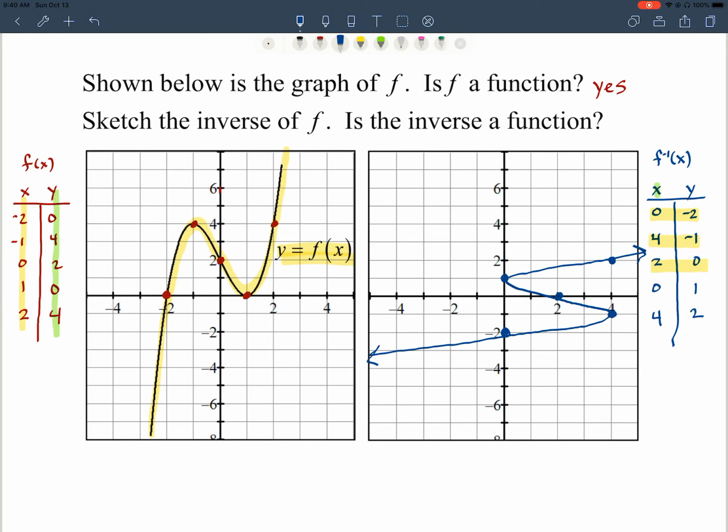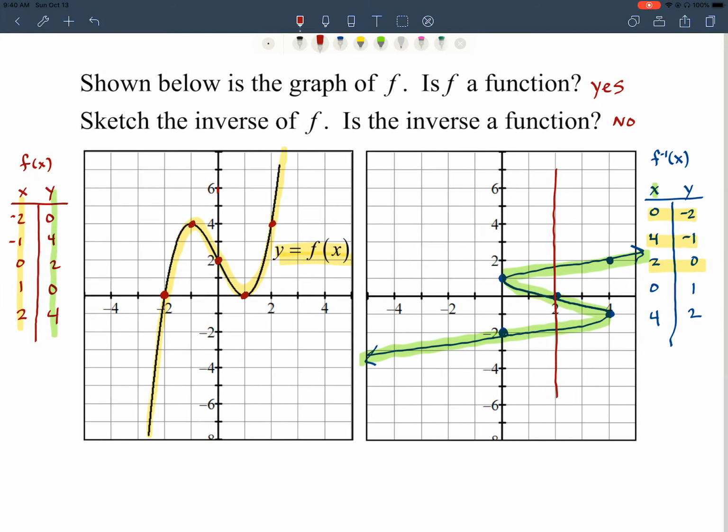So there is our inverse graph, and if we look at it, as it's zigging and zagging back and forth, we can tell that this is not going to be a function, because if I draw in a vertical line, say somewhere right in the middle here, I'm going to intersect the graph at 3 places. So the inverse is not a function. Okay, let's move ahead to the next part.